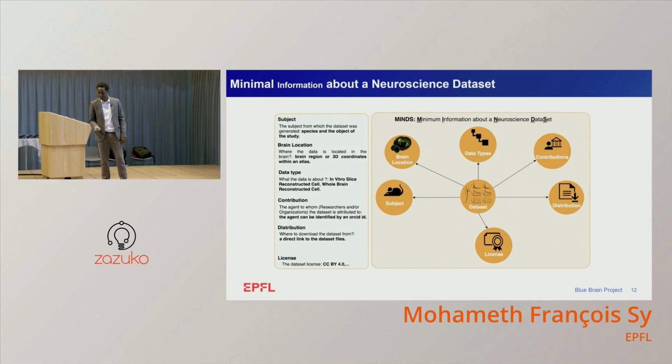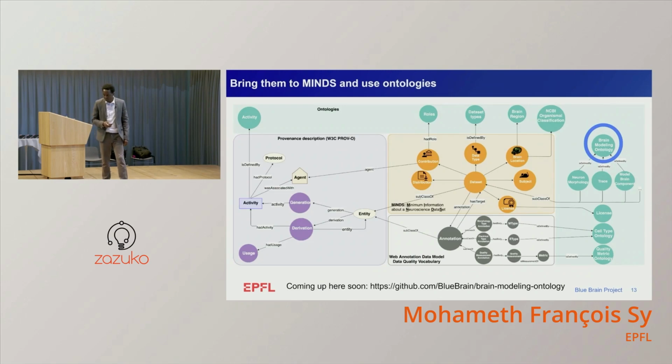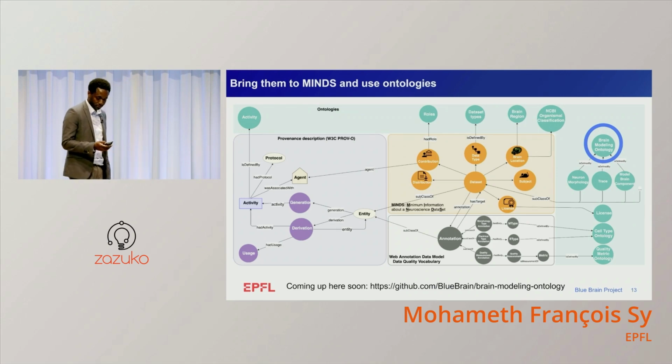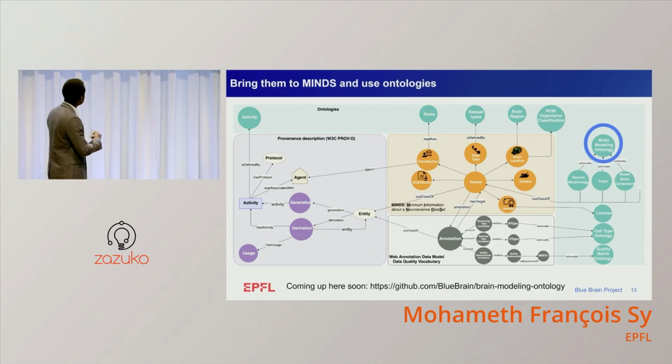So I can move on. But this mind schema is not the whole story, because there are a lot more things to say. As I said, we have provenance information. So we have this base description that we expect every piece of data in the knowledge graph to have.